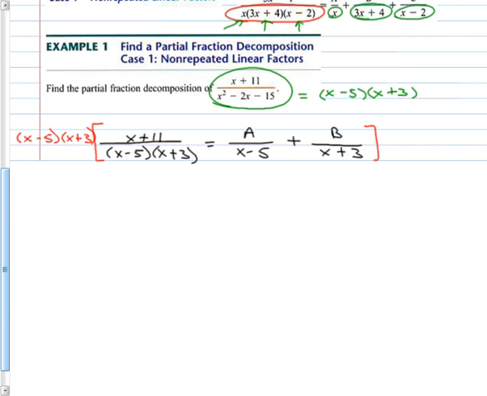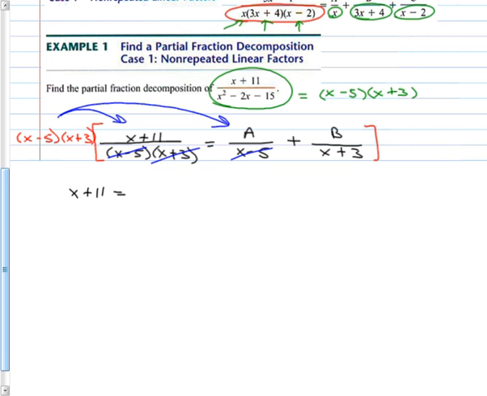So what we are using is the idea that I can multiply both sides of an equation by the same thing, and it still is equal. So this will help us rewrite it in a different form. So if I go to multiply right here, well, x minus 5 would cancel, x plus 3 would cancel, and all I would have is x plus 11 equals. Now I need to go distribute times this.